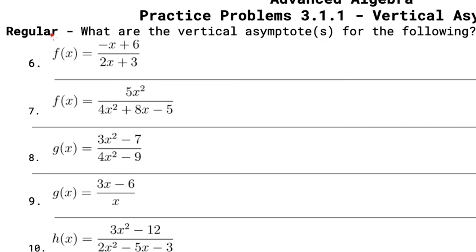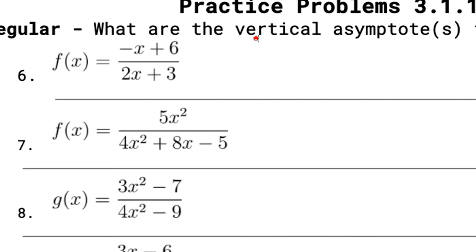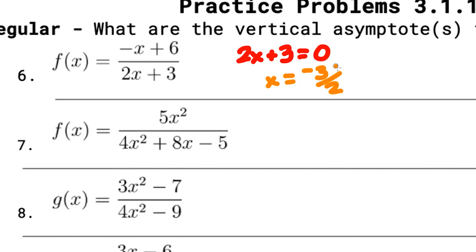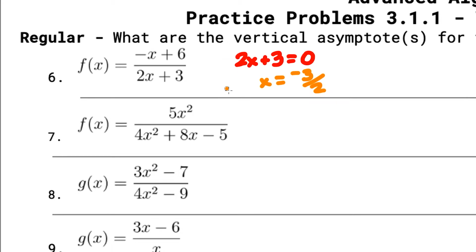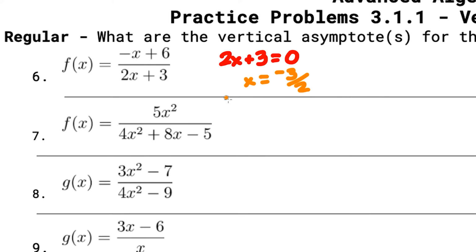So for 6, you're basically looking for what x value would cause the denominator to be 0. So we're going to set the denominator equal to 0 and solve. And you should end up with negative 3/2 for your answer. And then what you're going to want to do is make sure that it does not cause a 0 over 0, because if it was 0 over 0, it would be a hole. In this case, if you plugged in the negative 3 over 2 to the top and the bottom, it would be a non-zero over 0. So that would be your answer for number 6.